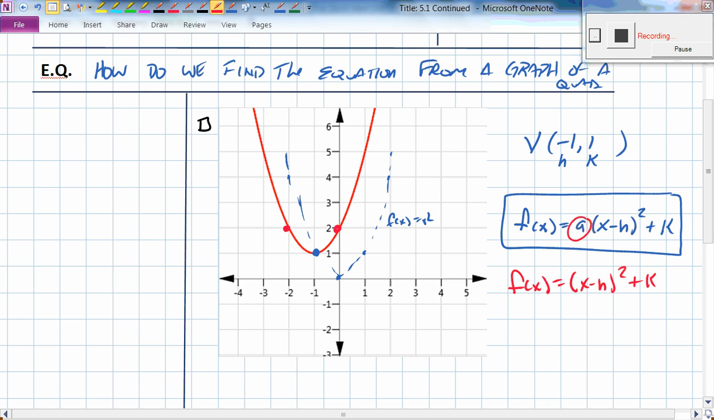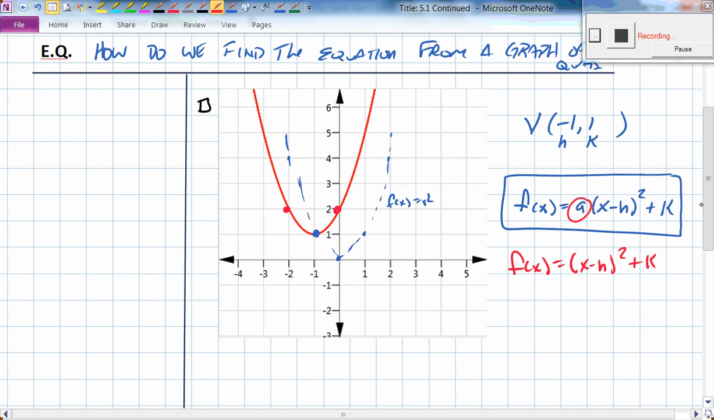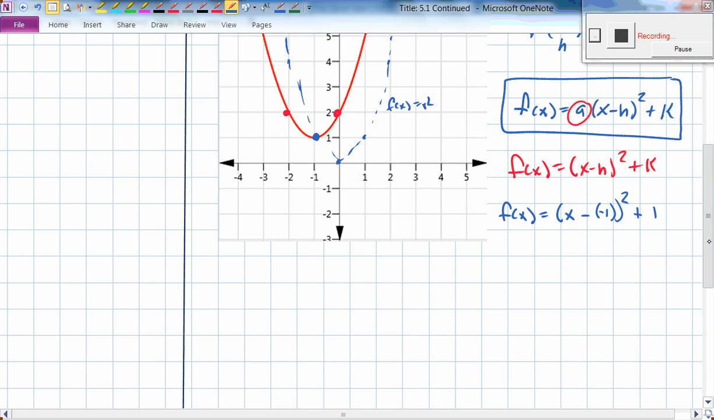All right, now since I know where the vertex is, I'm going to plug into my equation. So f of x is going to be x minus, what's the value of h? -1, good. I'm going to square that, and then plus, what's the value of k? 1, very good. You guys follow so far? Good. So f of x is equal to, if I clean up the inside, (x plus 1) squared plus 1.